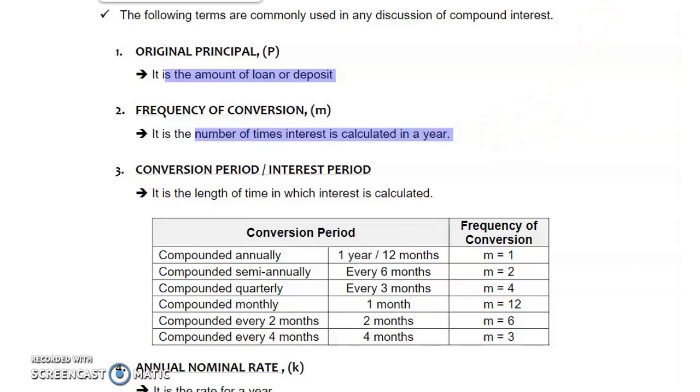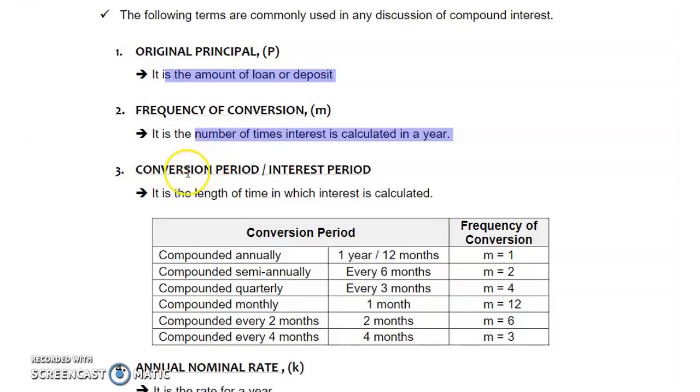In a year means in 1 year. Okay, how many times do we calculate interest in a year? That is the frequency of conversion, or value M. After this, I will explain value M in detail.